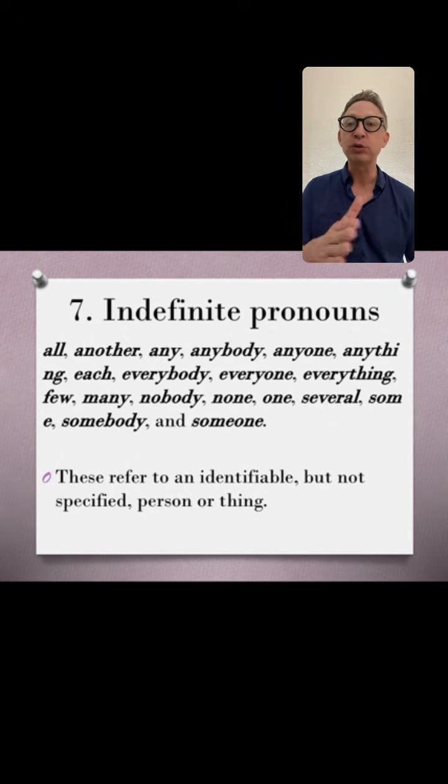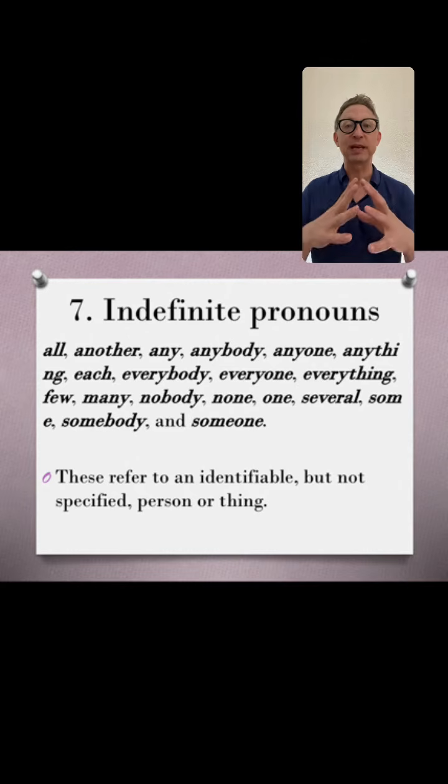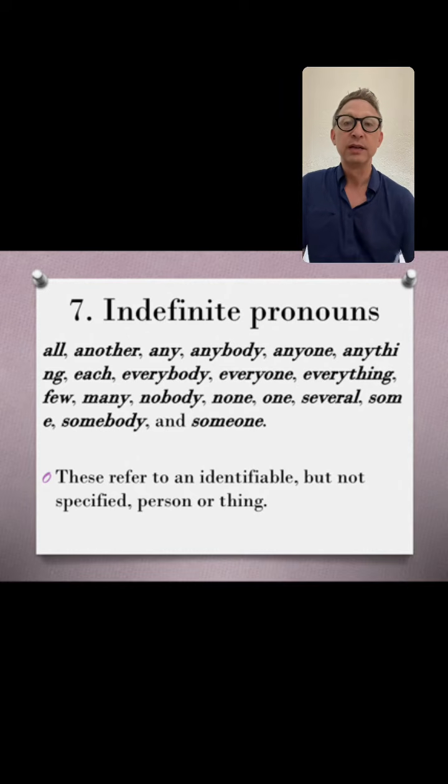So indefinite pronouns, you can read all of them. There are many, including the word all, another, any, anybody, anyone. There are many of them here. And they refer to an identifiable but not specified person or thing. So we didn't say their name, we referred to a pronoun. Now sometimes it's a said or an unknown person, but the point is that we don't know exactly who it is in most cases. So let's take a look at some examples of these indefinite pronouns.